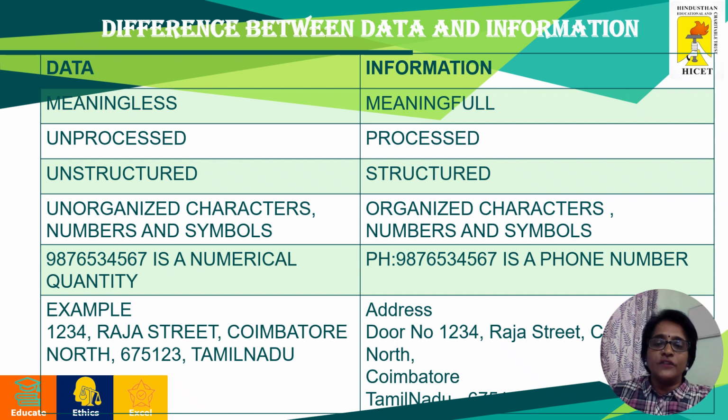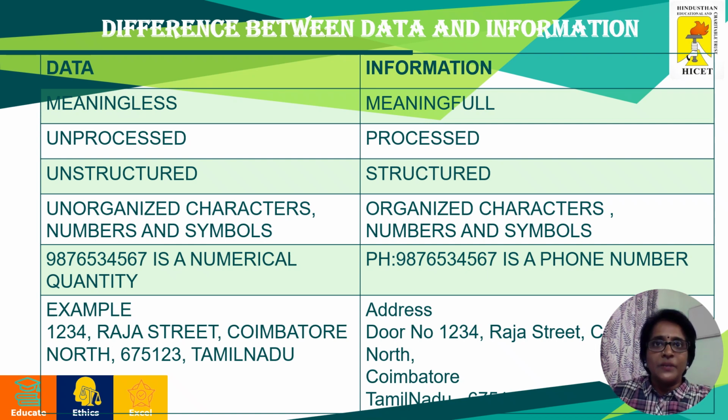Now, in the case of information, before the 10-digit number, I'm going to give a representation as PH, which means that it is a phone number. And this, we call it processed data, which is able to derive some meaningful information, called completed information.